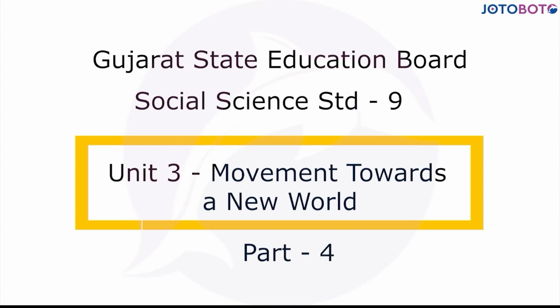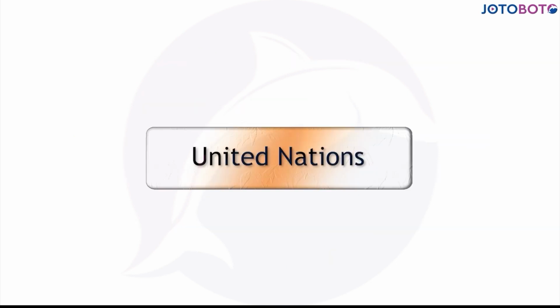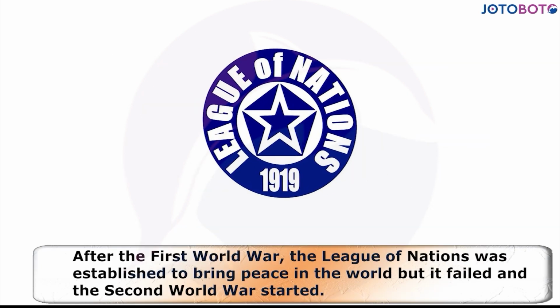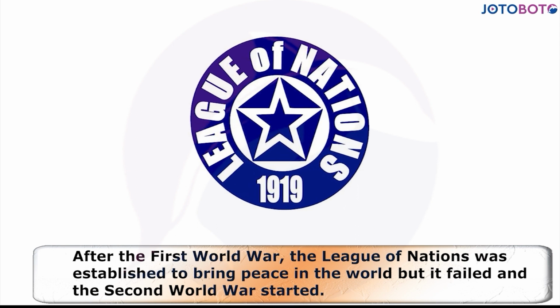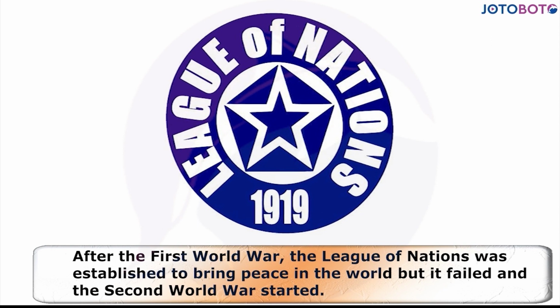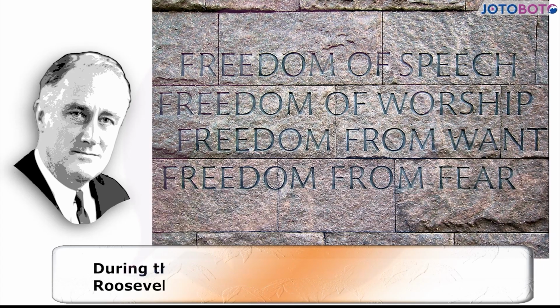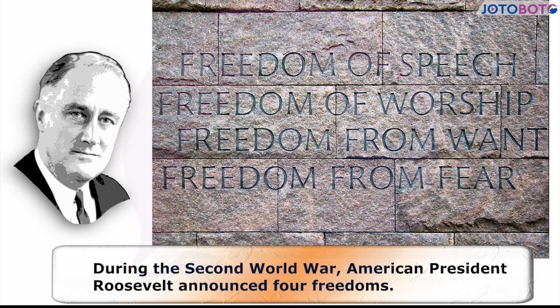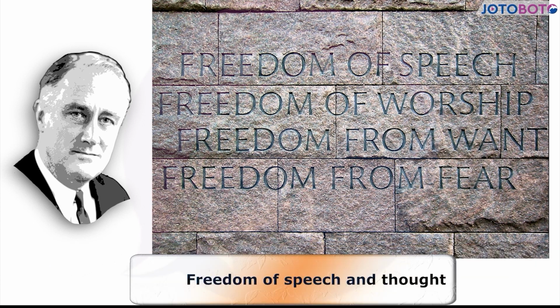Unit 3, Movement Towards a New World, Part 4: United Nations. After the First World War, the League of Nations was established to bring peace in the world, but it failed, and the Second World War started. During the Second World War, American President Roosevelt announced 4 freedoms: freedom of speech and thought, freedom of religion, economic freedom, and freedom from fear.